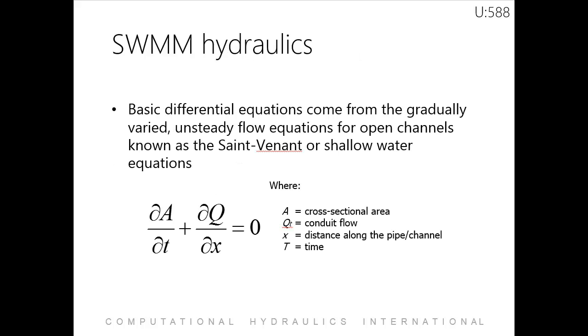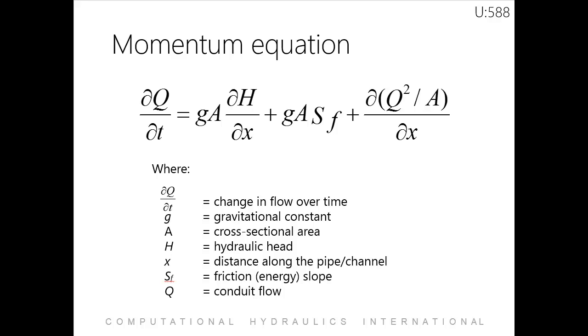In SWMM hydraulics, the basic differential equations come from the gradually varied, unsteady flow equations for open channels, known as the St. Venant or shallow water equations. This is the momentum equation used to calculate flow in a conduit. The momentum equation may be written in several forms depending on the choice of dependent variables. Using the flow Q and hydraulic head, the momentum equation can be written as it is shown here.